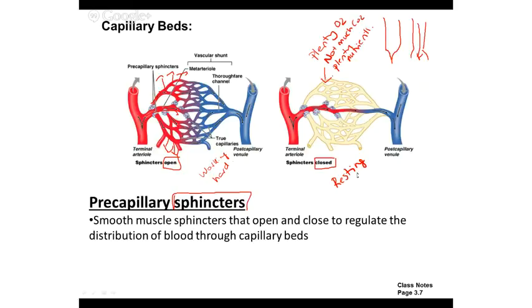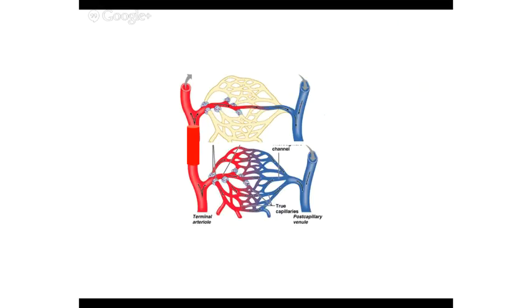But if it switches from resting to working, all you have to do is open the sphincters, and now the blood will be delivered to all the areas inside the tissue. So let's see how this could be useful in the body. So here is my resting tissue. Here is my hard working tissue, right? Do I want to send blood to the resting guy, or should I send it to the hard working guy? I should send it to the hard working guy.